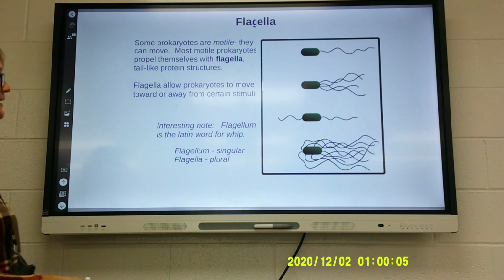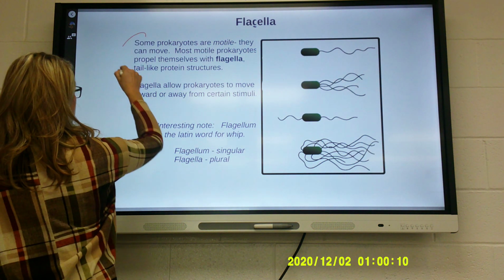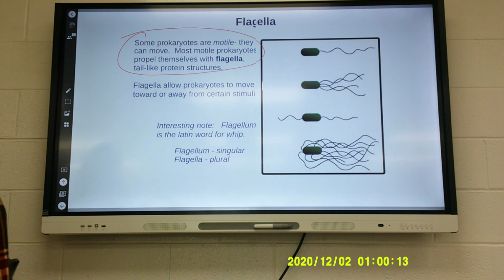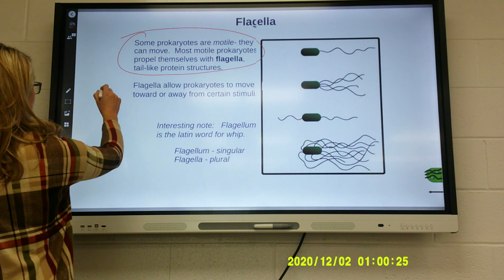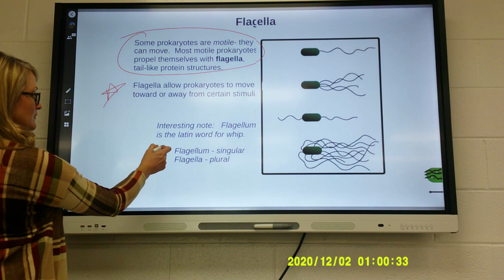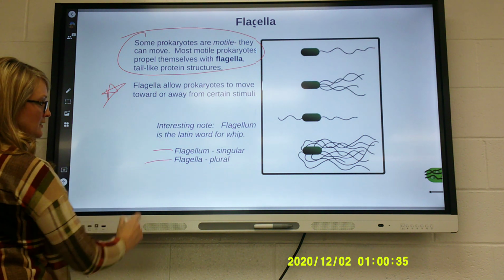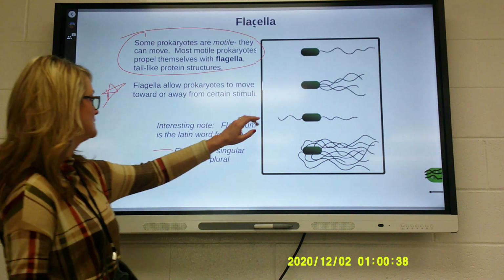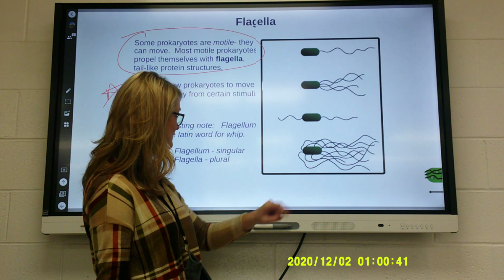Flagella. This is almost like a tail, and that's what they use for movement. Some prokaryotes are motile. They can move. Most motile prokaryotes propel themselves with flagella. It's a tail-like protein structure. Flagella allow prokaryotes to move toward or away from stimulus. An interesting note, flagellum is the Latin word for whip. So if you're talking about a singular, it's flagellum. If you're talking about plural, it's flagella. So this one would have a flagellum, and this one would have many flagella.